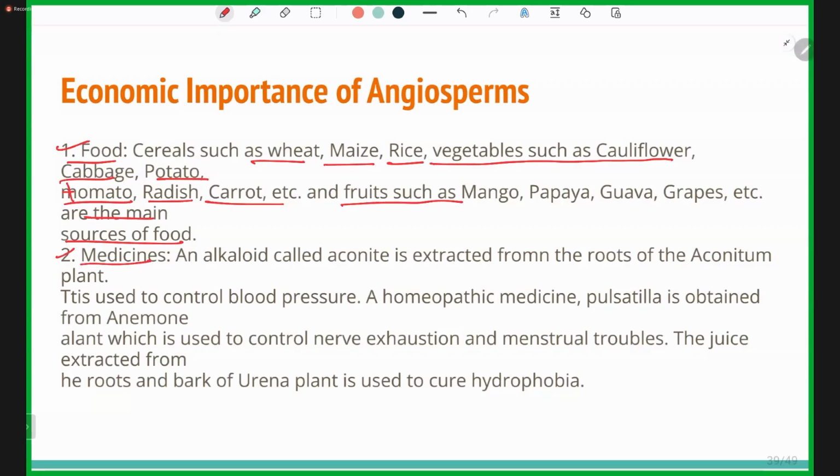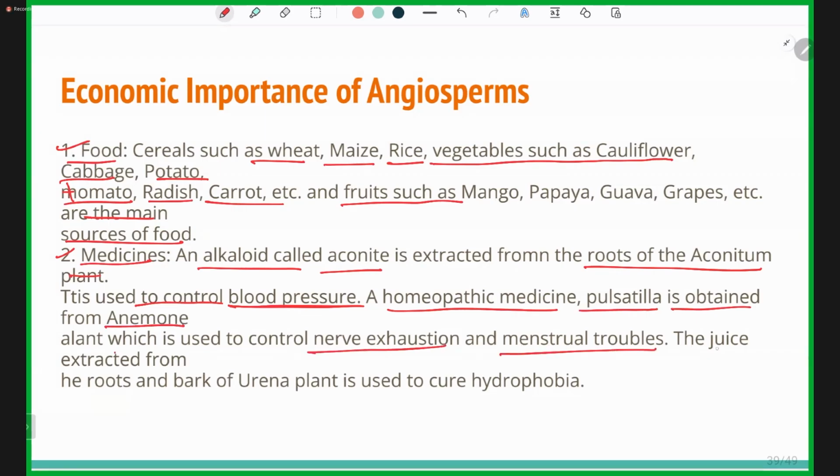Second one is the medicine. An alkaloid called aconite is extracted from the roots of the aconitum plant. It's used to control blood pressure. A homeopathic medicine called Satla is obtained from the anemone plant, which is used to control nerve exhaustion and menstrual trouble. The juice extracted from the roots or the bark of the Urina plant is used to cure hydrophobia. So it is also used for medicinal purposes.